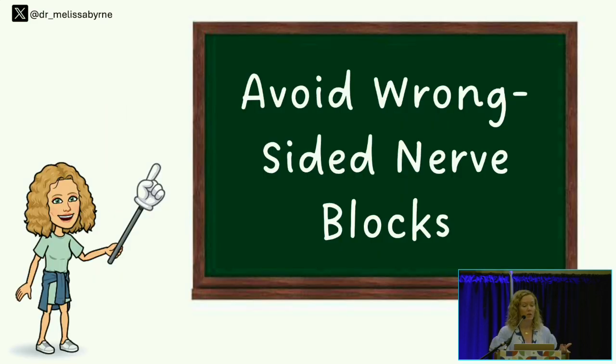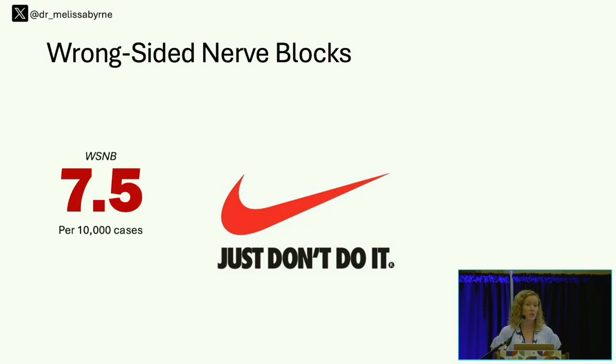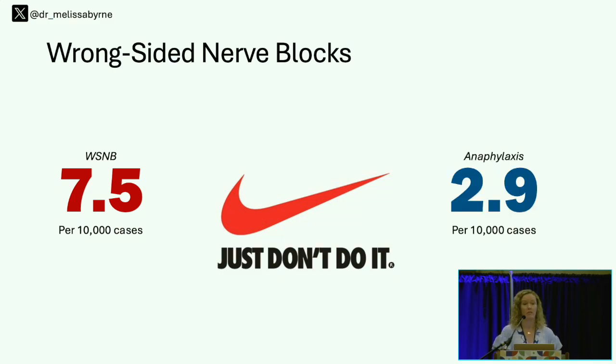I first want to talk about wrong-sided nerve blocks. And the short answer is, we should never do it. But the fact remains that they do occur at an incidence of about 7.5 cases of wrong-sided nerve blocks per every 10,000 blocks that are performed. And just for a frame of reference, this is over twice the rate of experiencing anaphylaxis under general anesthesia.